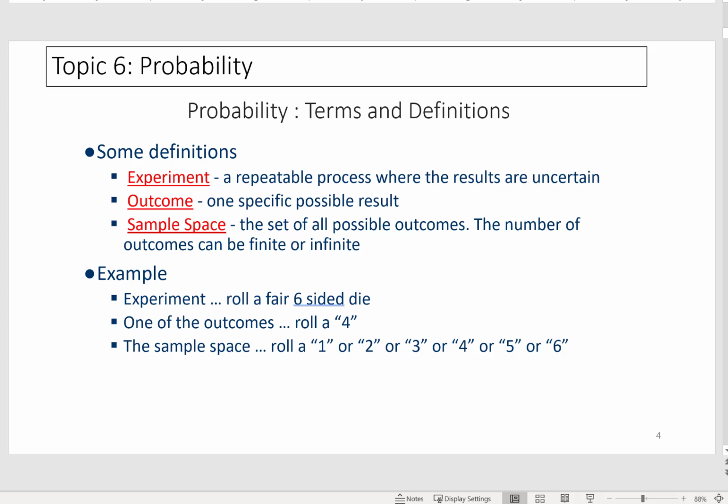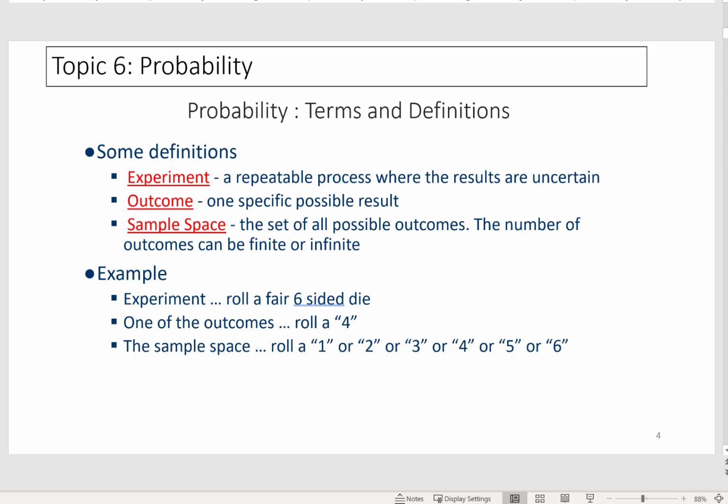First, an experiment. It's a repeatable process where the results are uncertain. Outcome, one of the specific possible results, and the sample space is what we call the set of all possible outcomes. The number of outcomes can be finite or infinite.